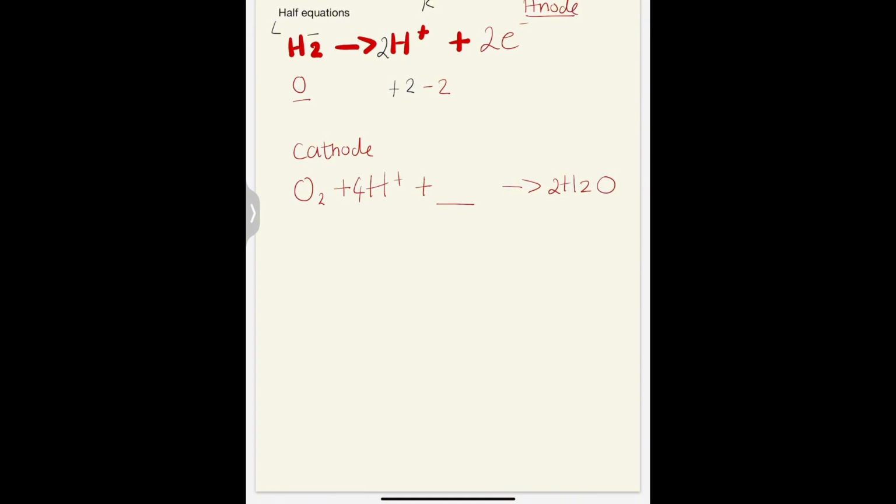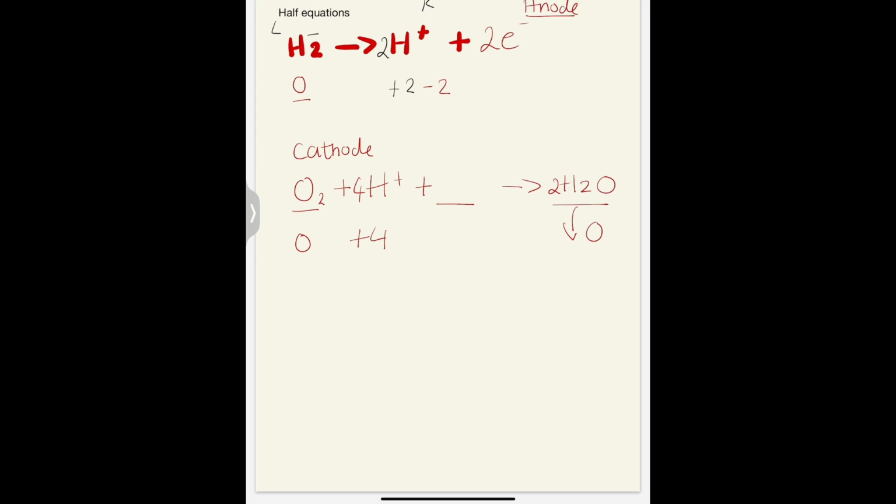Now let's look at the charges. So this oxygen that we have over here that I've underlined, that has got a 0 charge, nothing there. This has a charge of +4, and there's no charge over here. That's basically going to be 0, which is going to be for water.